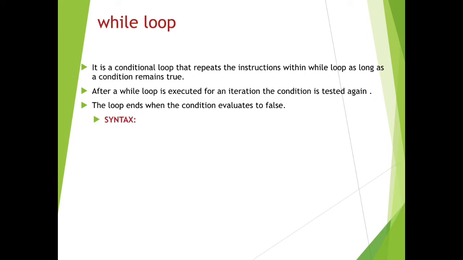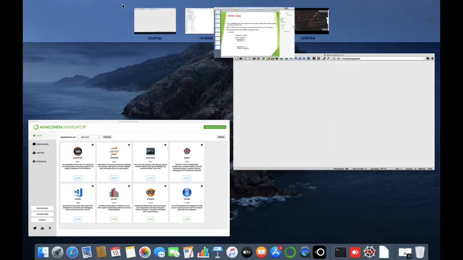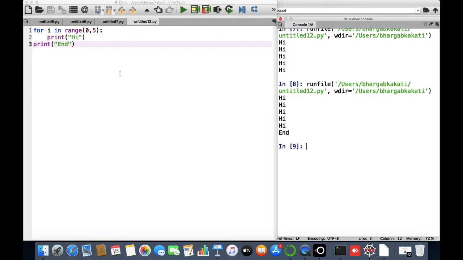What is the syntax for the while loop? The syntax is this. Initialization value, while condition, then we'll have a group of statements, and finally we have an update condition. So for understanding it better, let us go through a particular Python code.